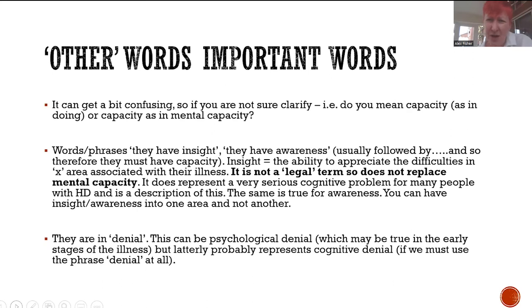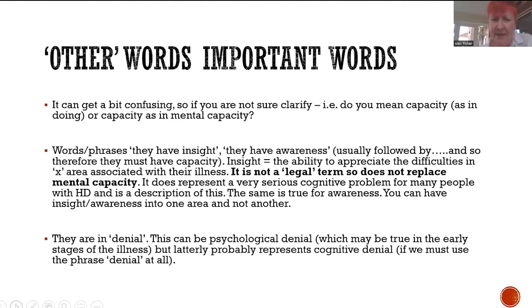So these are other words that are often used within this context, and they're quite important to decipher a little bit because it can be a bit confusing. So if you're not sure, clarify. If somebody says so-and-so lacks capacity, ask them, what do they mean? Do you mean capacity as in doing, or do you mean capacity as in mental capacity? Because it's quite a common word that we use, particularly in health and social care settings.